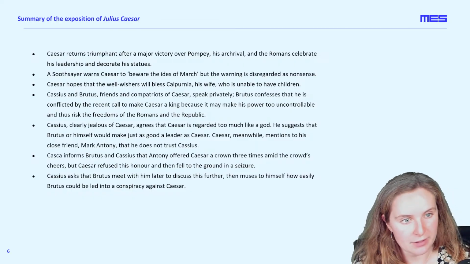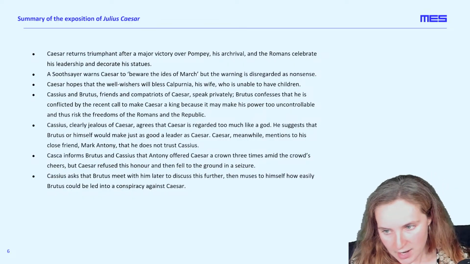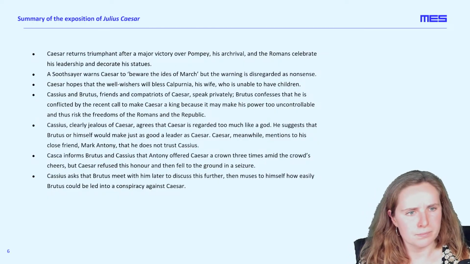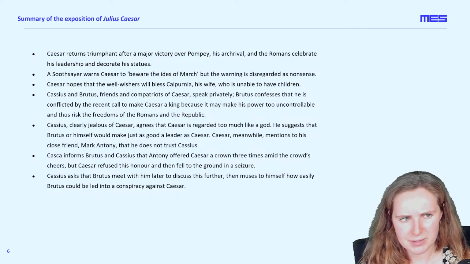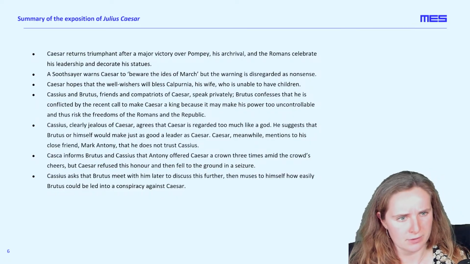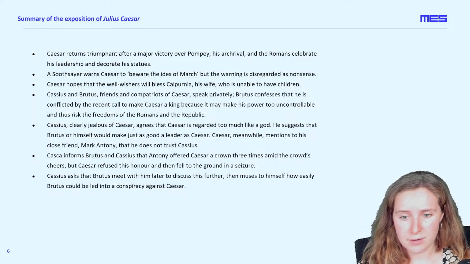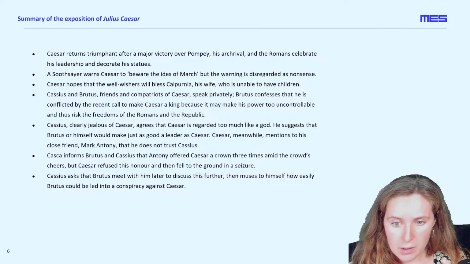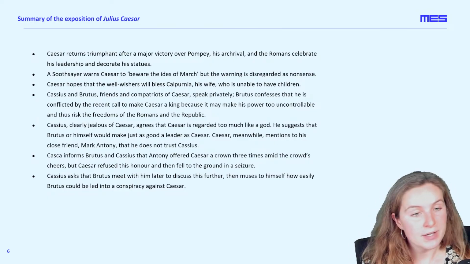That's an expression you might hear as well, something about bad luck and the 15th of March. But this is an old, sort of crazy looking man, and everyone around Caesar says, disregard him. This is a crazy guy, or maybe he's drunk, we don't know, but either way, he's talking gibberish. And Caesar, speaking to the crowd, says, ignore this, and then hopes that the well-wishers will bless Calpurnia, his wife, who's unable to have children.